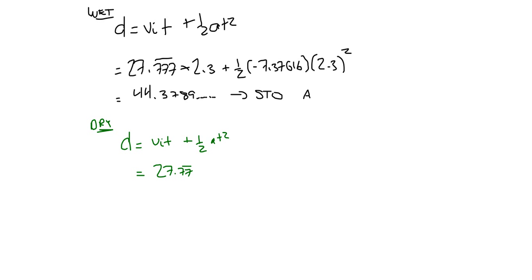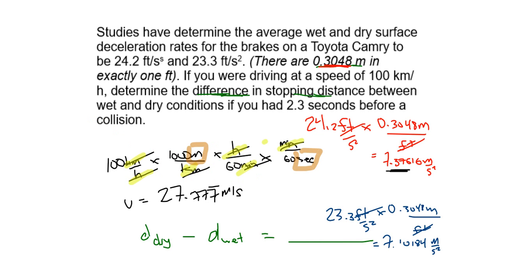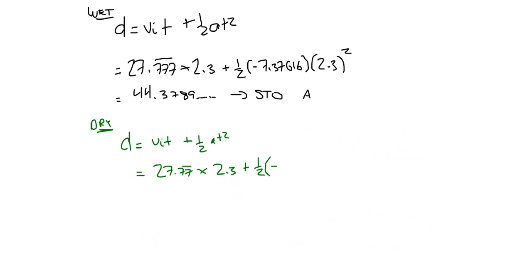27.77 repeating, still a value. The time was still 2.3. The only change now is we're using a different acceleration rate, which was negative 7.10184. And that'll be multiplied by the 2.3 squared. And so I'm going to do that now.